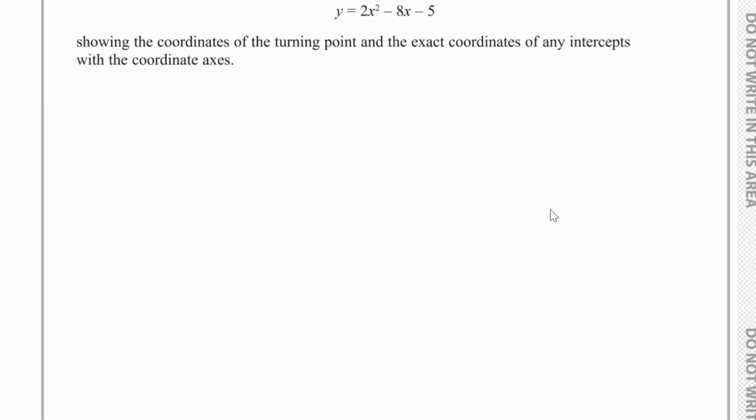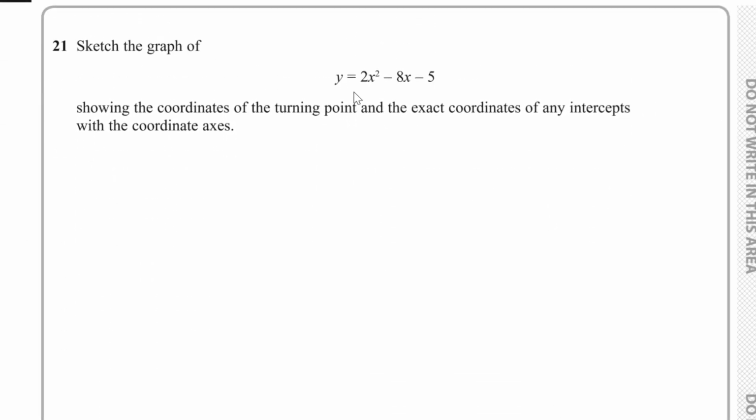Now question 21, we have to sketch the graph of y equals 2x squared minus 8x minus 5, showing the coordinates of the turning point and the exact coordinates of any intercepts with the coordinate axis. Okay, 21, sketch the graph of y equals 2x squared minus 8x minus 5, showing the coordinates of the turning point and the exact coordinates of any intercepts with the coordinate axis.